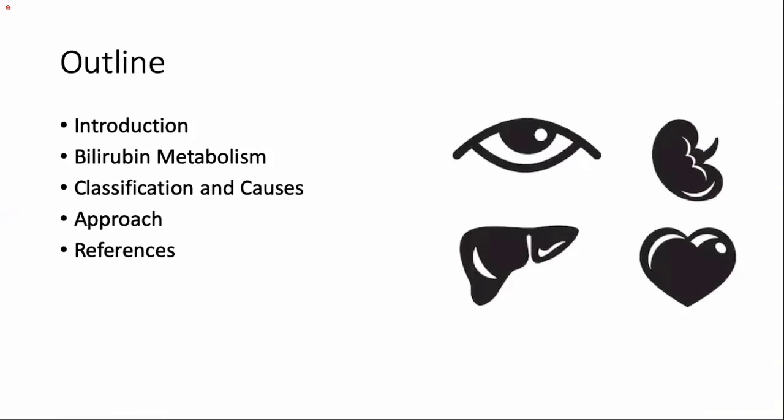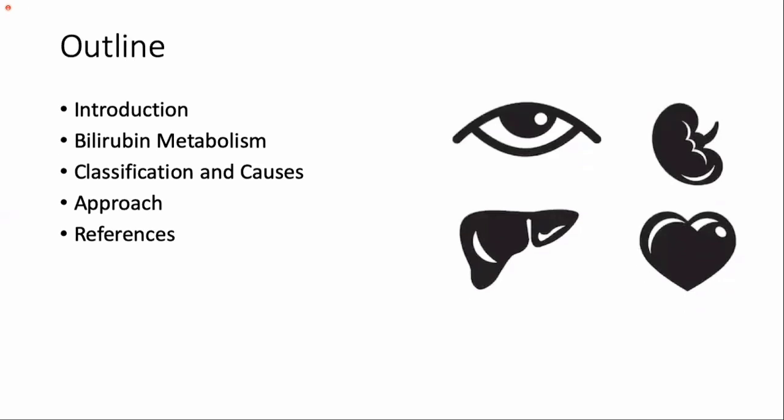So this is my outline for my presentation today. We're going to go into the introduction, and then a bit about the biochemistry with regard to bilirubin metabolism, and then we're going to look into the classification of jaundice and the causes based on this classification. And then we're going to look into the approach to a jaundiced child, and then the references. For my presentation, the main references will be the Nelson Essential, Nelson textbook, Ashcraft textbook, and also Harrison.